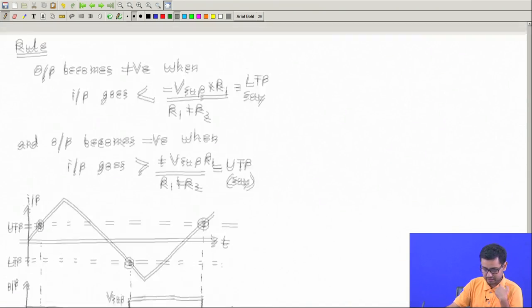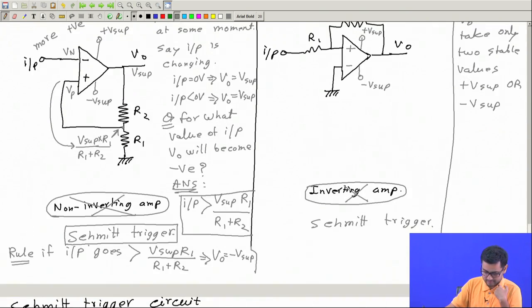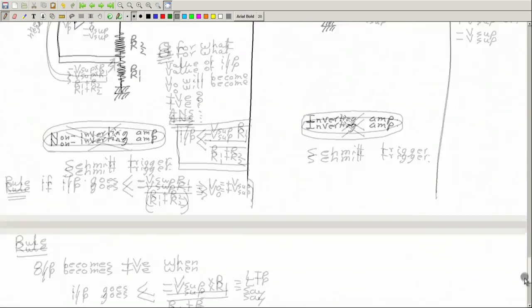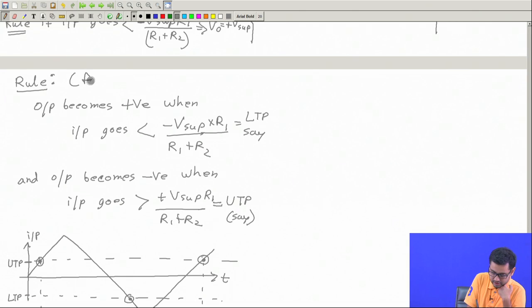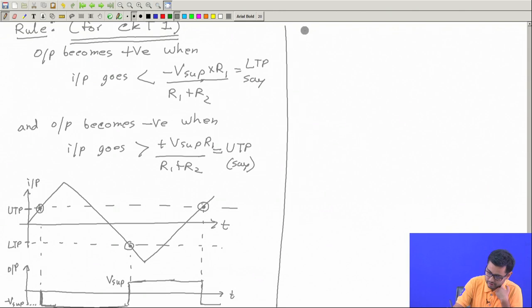Okay, and let me call this circuit 1, and let me call the other one circuit 2. So what I have done here is for circuit 1. Okay, so just observe, this is for circuit 1. Observe for circuit 1 again.